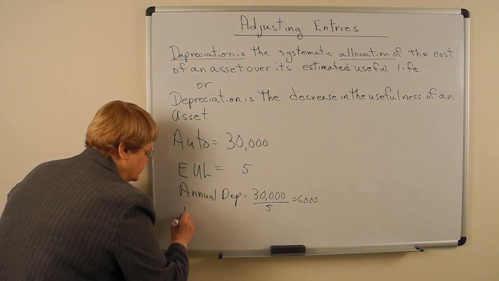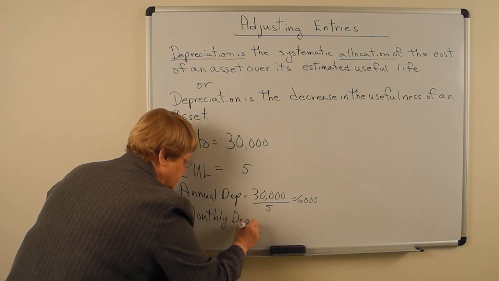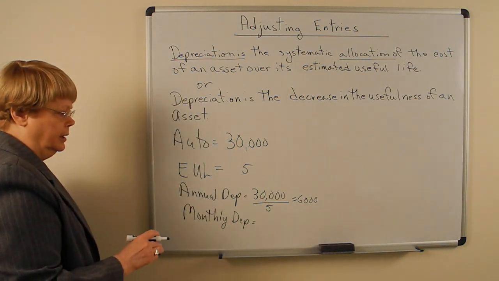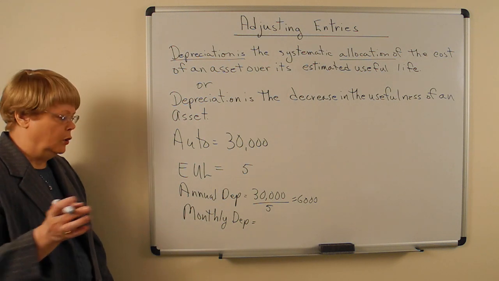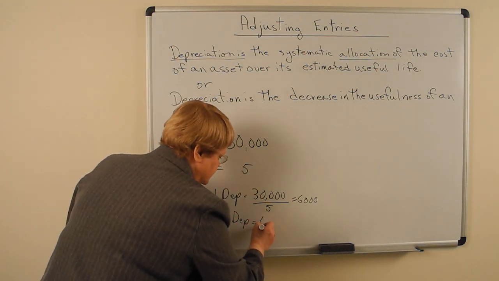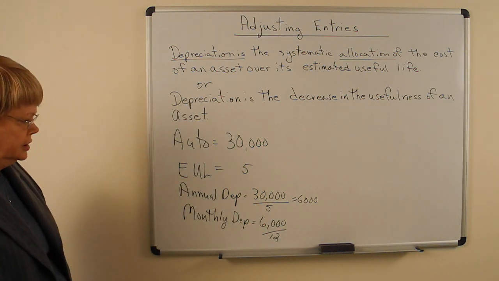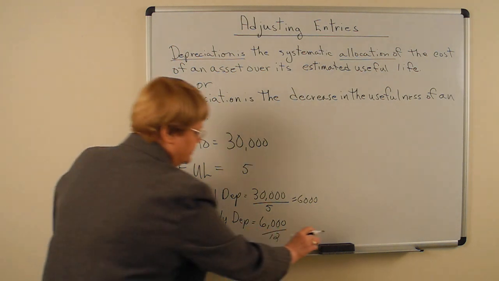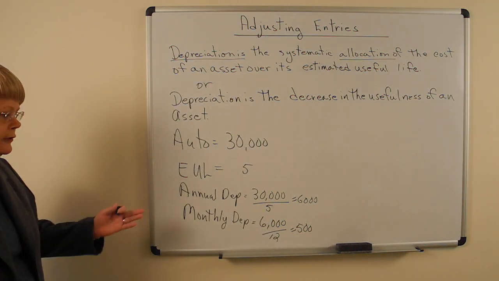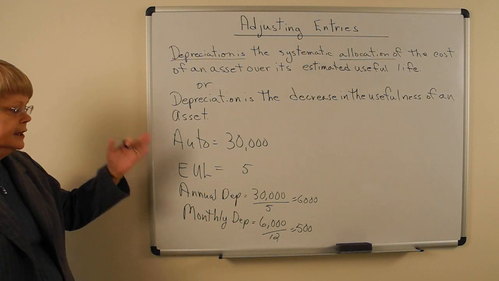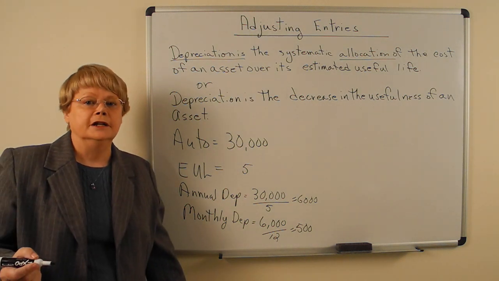However, if we wanted to get the monthly depreciation, since we'll probably be making monthly entries, that would be 30,000 divided by how many months? 6 times 12. Or we could just simply say, take the 6,000 and divide that by 12. Okay, 6,000 divided by 12 should be, what, about $500 a month? Okay, so we're going to take $500 a month of the cost of the asset and put it into an account which we're going to call accumulated depreciation.